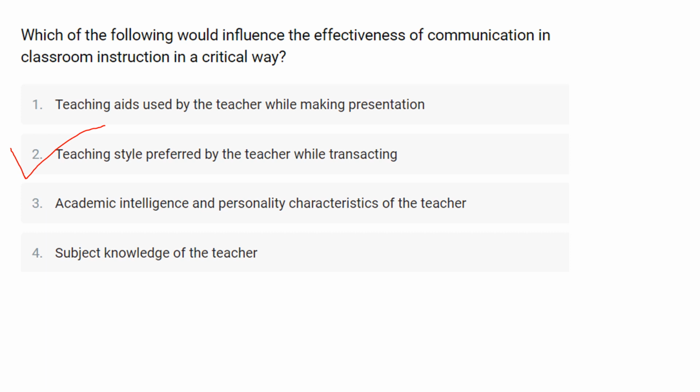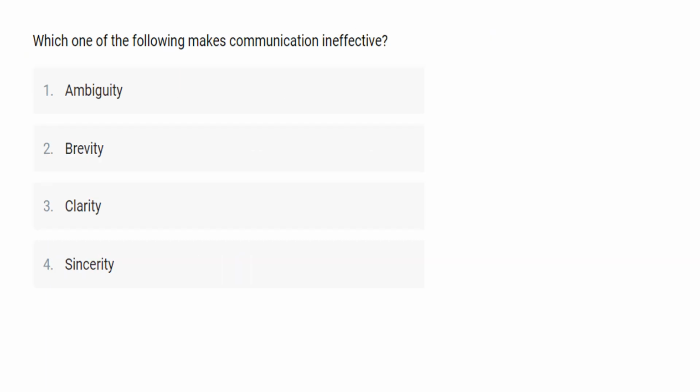Teaching style preferred by the teacher while transacting. Which one of the following makes a communication ineffective? So here in this question they ask you which makes the communication ineffective. Please read the question carefully first. Okay. Here we are talking about the ineffectiveness, okay, and not the effective. So for this question the first option is ambiguity. Second one is brevity. Third one is clarity. And the last one is sincerity.